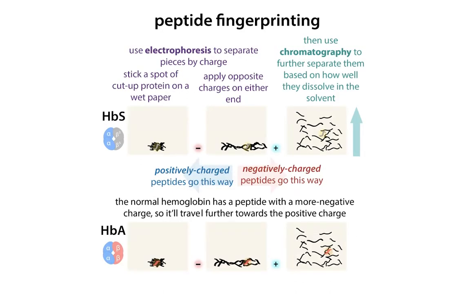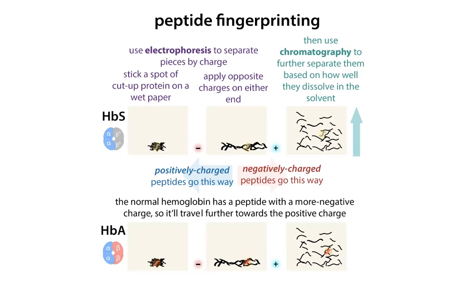So he used electrophoresis to separate pieces by charge, but instead of using that weird Tiselius apparatus that Pauling used, he's using wet paper. And he's using those chopped up protein pieces. You stick them on the paper, and then you apply opposite charges on either end of the paper. The negatively charged pieces are going to go towards the positive end, and the positively charged pieces are going to go towards the negative end. And so you're going to separate the pieces. But the ones that are similar in charge are all going to be clumped together.